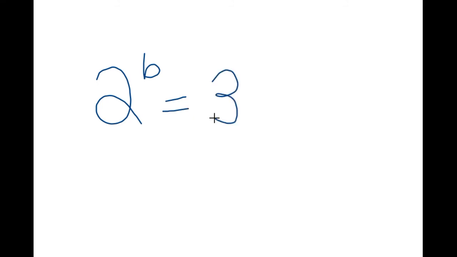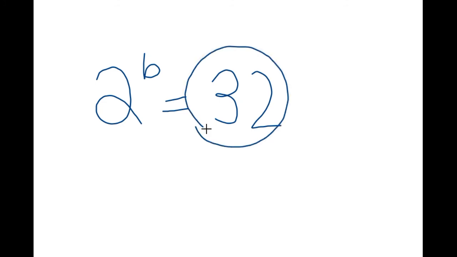You can have a question like this as well. 2 to the power of b gives us 32. Again, we have to make 32 in the form of powers. Like we have to show 32 in the form of 2's powers.